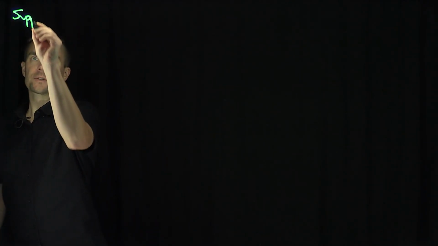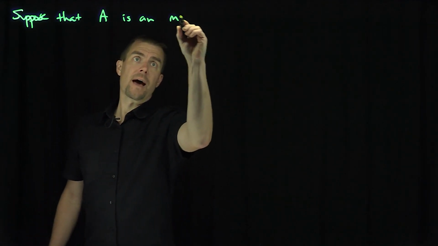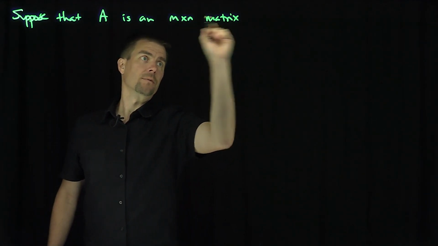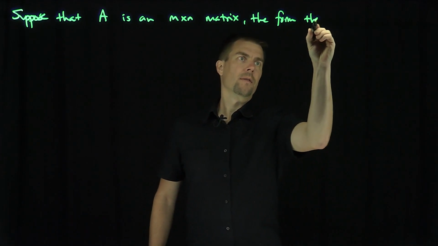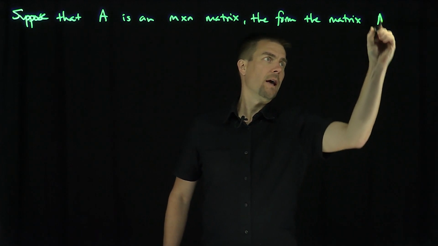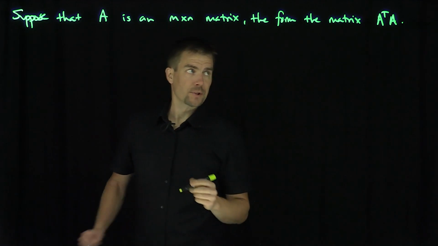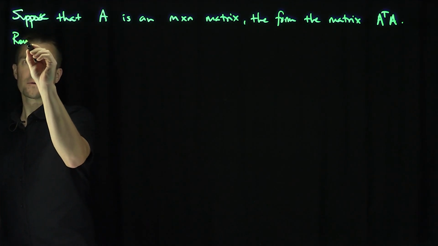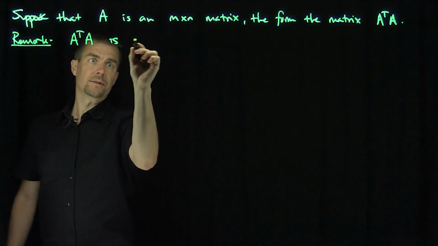Hello students, in this video we'll discuss properties of a matrix A and A transpose A, the symmetric form that's associated with A. So let's suppose that A is an m by n matrix, so not square, then form the matrix A transpose A. And what can we notice about this matrix A transpose A? The first thing we can remark is that A transpose A is symmetric.